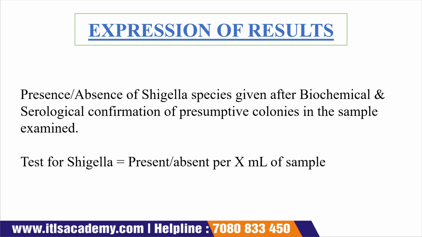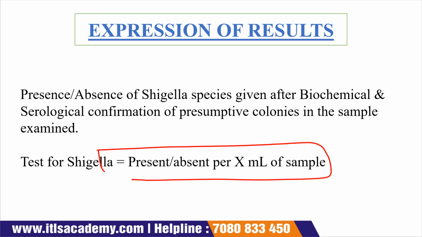Now, the expression of the test: the presence or absence of Shigella species is given after biochemical and serological confirmation of presumptive colonies in a sample. So the test for Shigella is again represented as presence or absence per x ml of sample. Suppose that there are 100 colonies in 250 ml, then we represent it like this: 100 CFU per 250 ml of the sample. So this is all about the determination of Shigella.